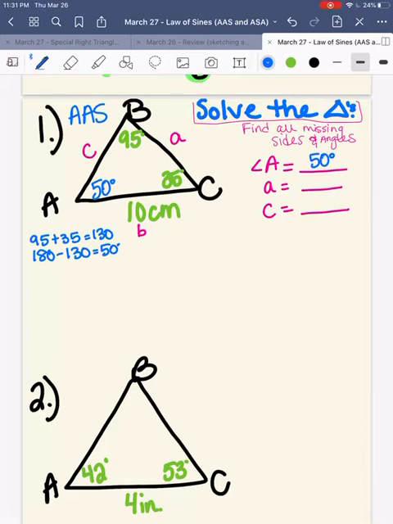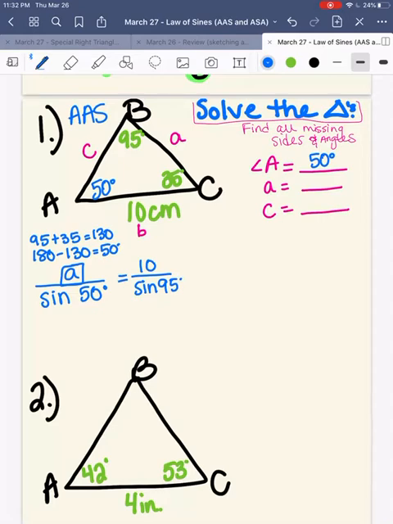Now I'm going to have to use the formula 2 times, 1 time to find A, and then a second time to find C. So let's start with A. I'm going to do side A over the angle that it matches with, sine of 50, equals, and I'm not going to use C because that's an unknown. I'm going to use B, the side that I do know. So I'm going to use 10 over sine 95.